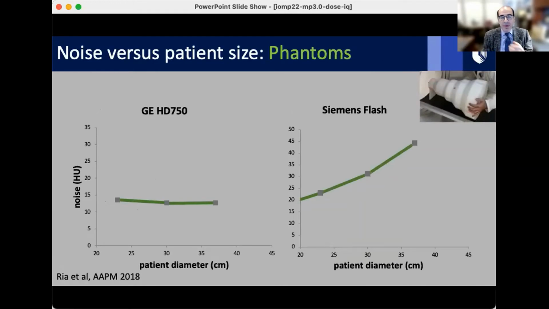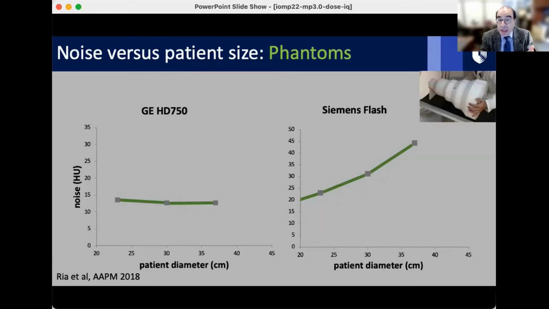So here's an example. We have this Mercury phantom, which has been advocated by TG233 to measure image quality in CT. We measure noise using that phantom across 3 different patient sizes. I put the patient size on the x-axis and the noise on the y-axis. I have a GE scanner on the left and a Siemens scanner on the right. As I change the diameter, the noise changes. And there's a difference between Siemens and GE. The point of this slide is not that they're different.